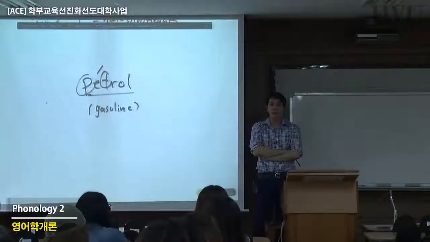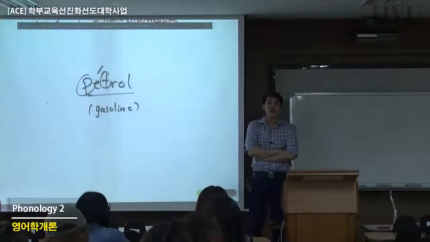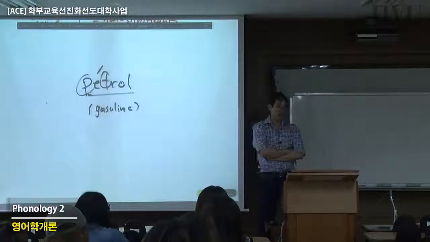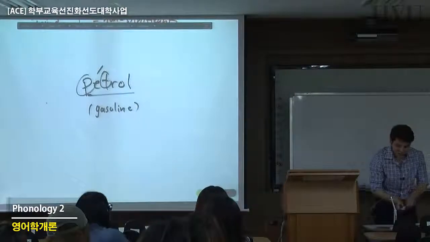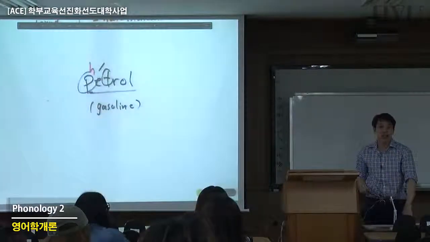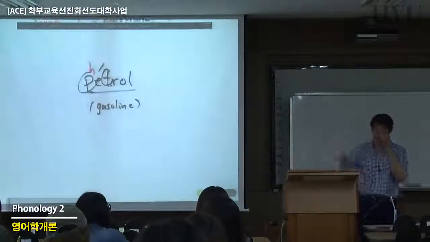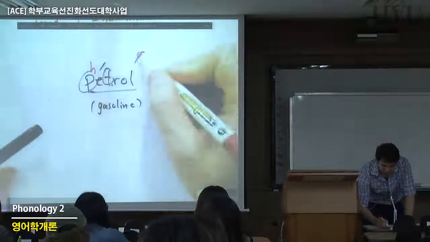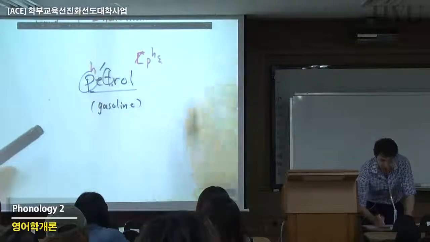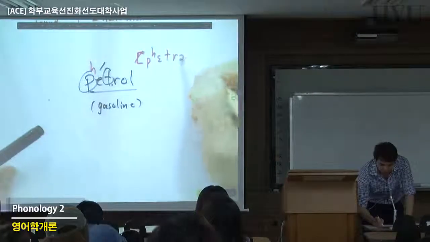So can you guess where the aspiration will occur? So it will be here. That's aspirated. So T is not aspirated, right? So petrol. So it's like this. Pet like that, and then tro like that.